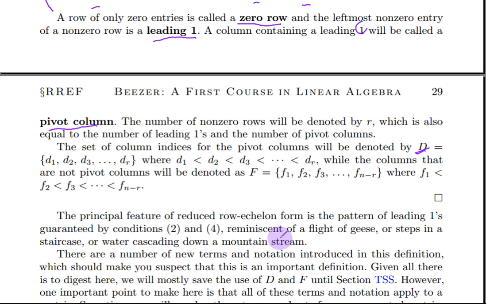And the columns that are not pivot columns we'll call F. Now the F means something. We'll see what it means later.